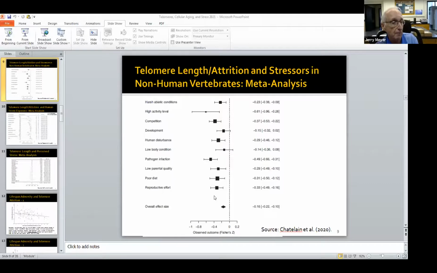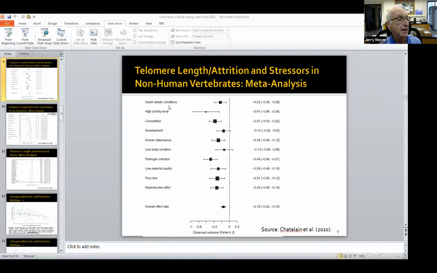So right off the bat, I liked this meta-analysis. It is based on animal work, and it's a meta-analysis of a number of studies looking at various species of non-human vertebrates living in the wild. So these are not animals kept in the laboratory, but rather animals that are caught, and their telomere length is assessed, and the researchers have examined various kinds of environmental stressors that could be affecting animals' health and so forth.